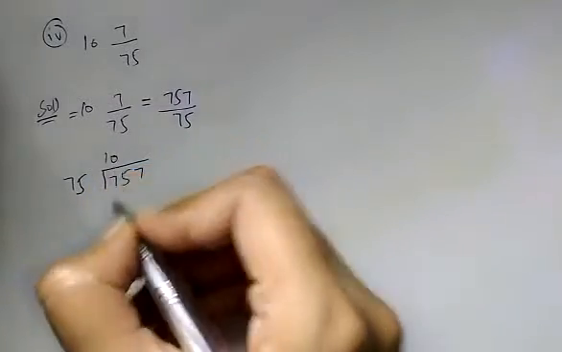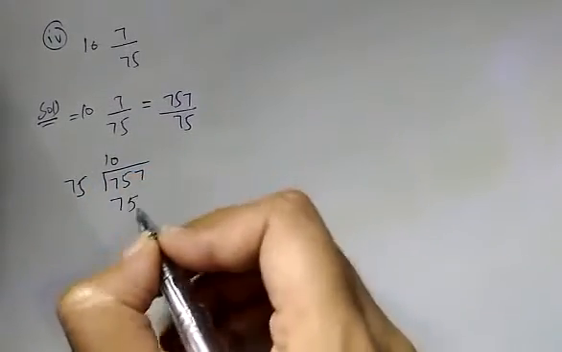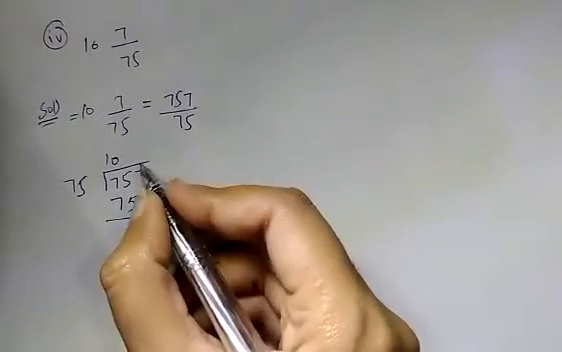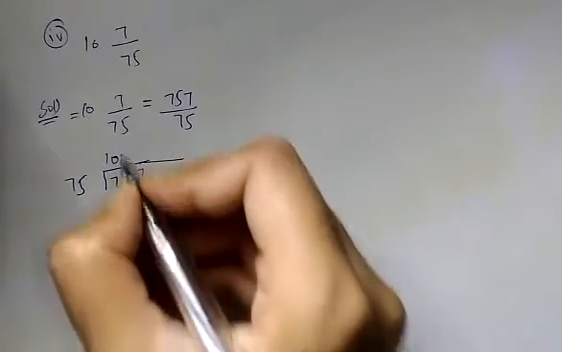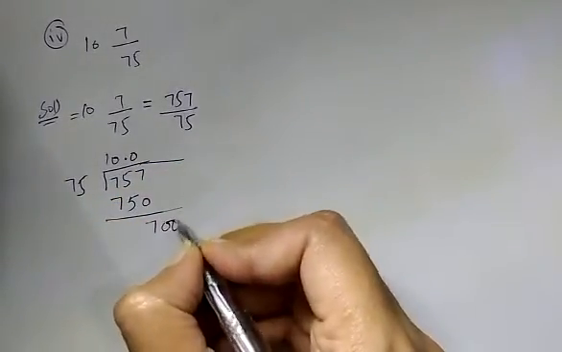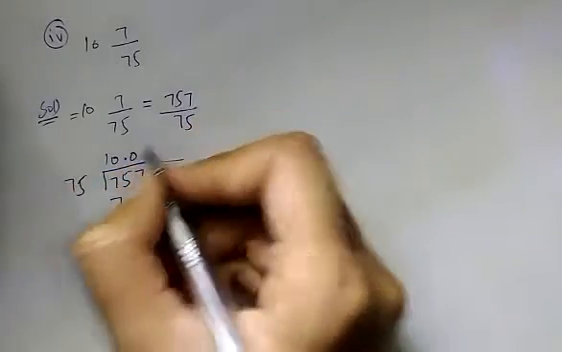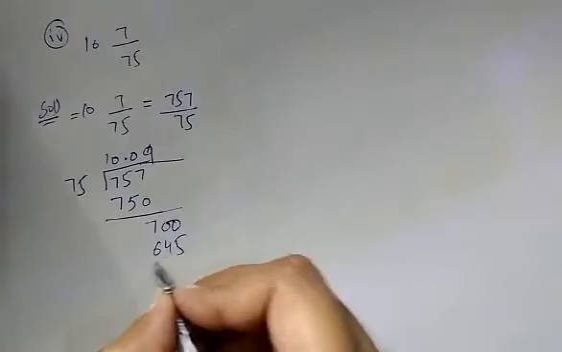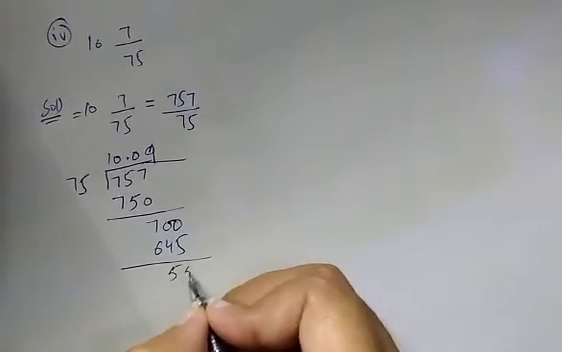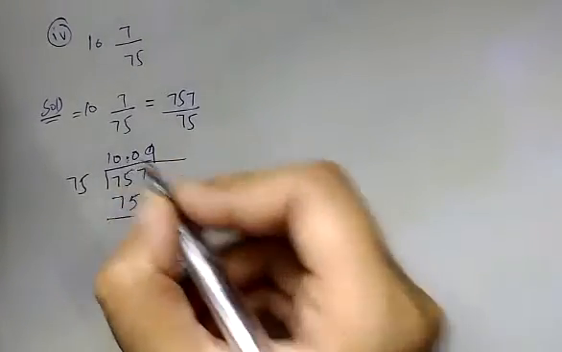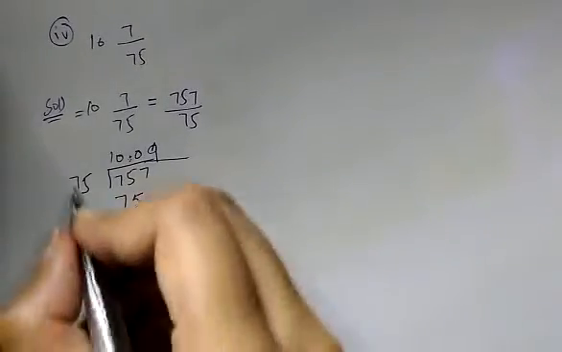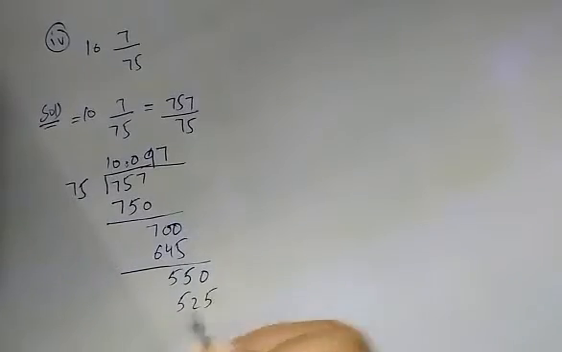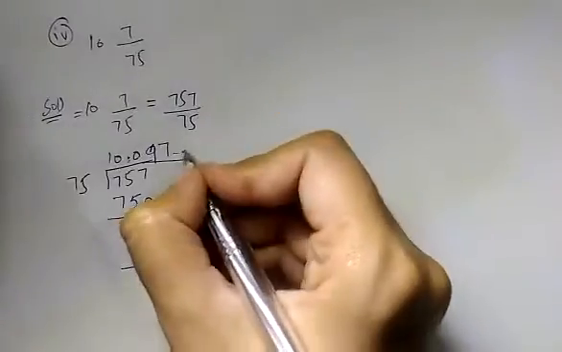75 10s are 750. The remainder is 7. We can place here a point, so we place 2 zeros. 75 9s are 645. The remainder is 55. We can place here a 0 because we have placed a point. Now the next is 75 7s are 525. This can be solved further, but this is enough answer.